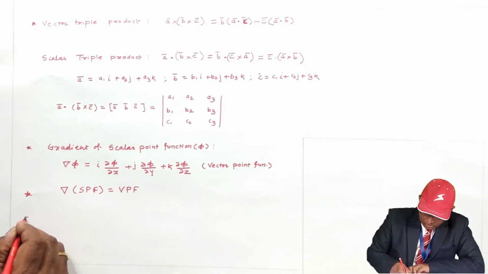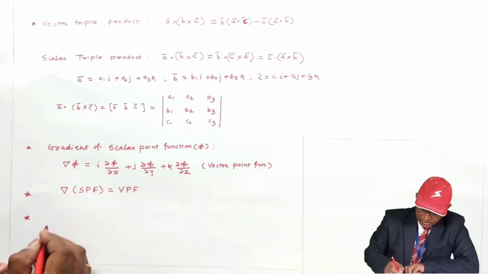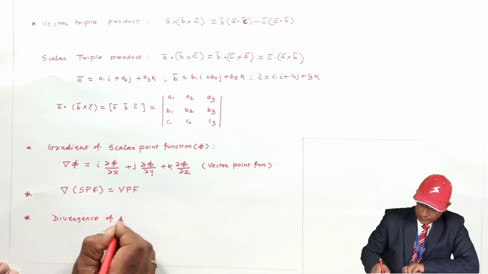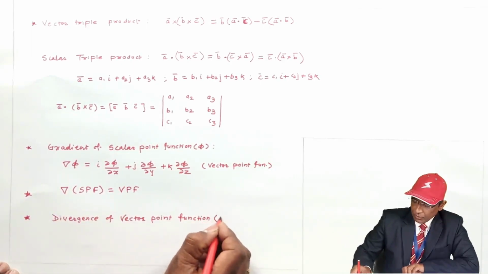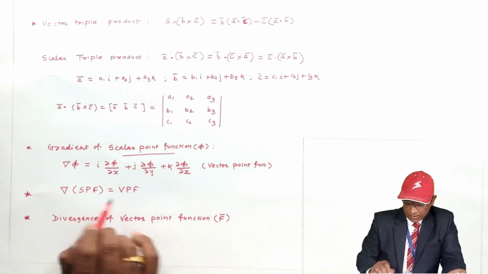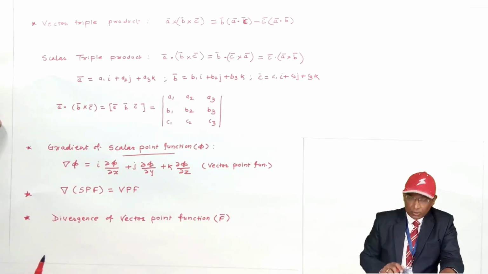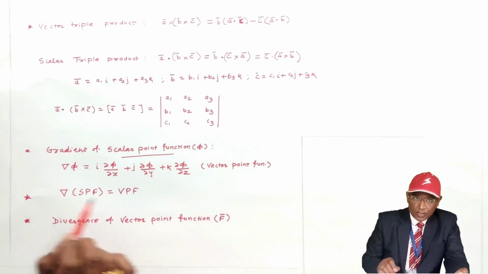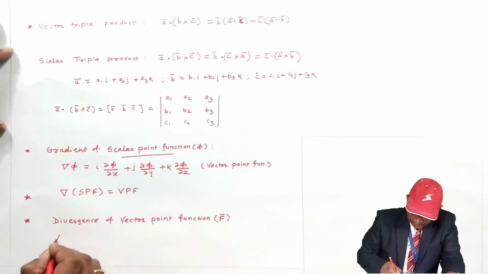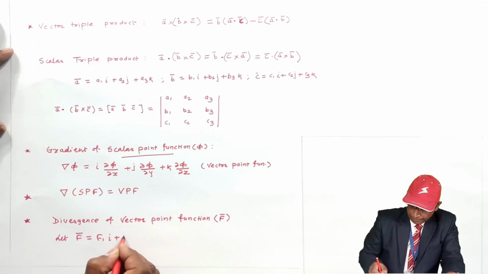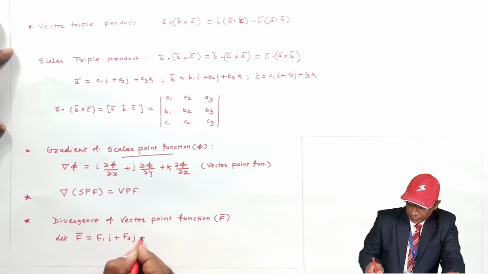Now, the next operator is divergence of vector point function. Okay, and the vector point function I am denoting by f bar. Once you take the gradient, you get a vector point function. Okay, this is important. Divergence is always taken over a vector point function. Divergence of a scalar point function is invalid.